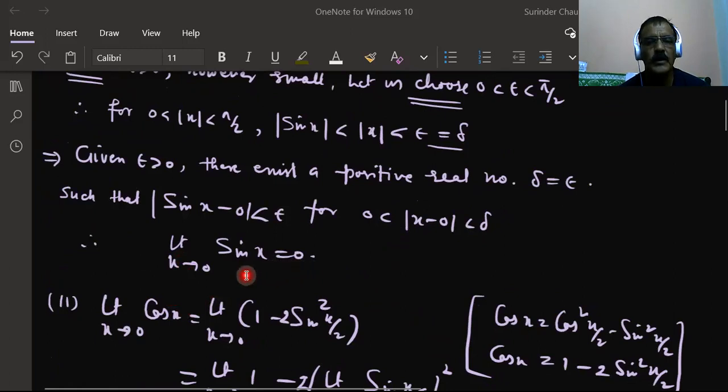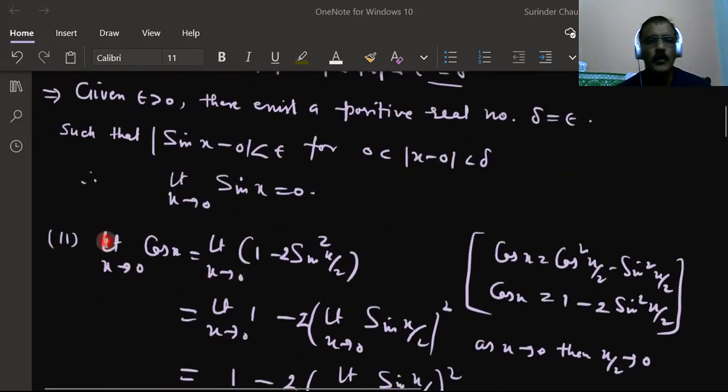Now, the second one. We have to prove that limit x tends to 0 of cos x is 1. For that, we make a substitution. We use the trigonometric formula: replace cos x by 1 minus 2 sin square x by 2. We got cos x equal to 1 minus 2 sin square x by 2. We know this because we want to use the result for sine. So we replace cos x by 1 minus 2 sin square x by 2.